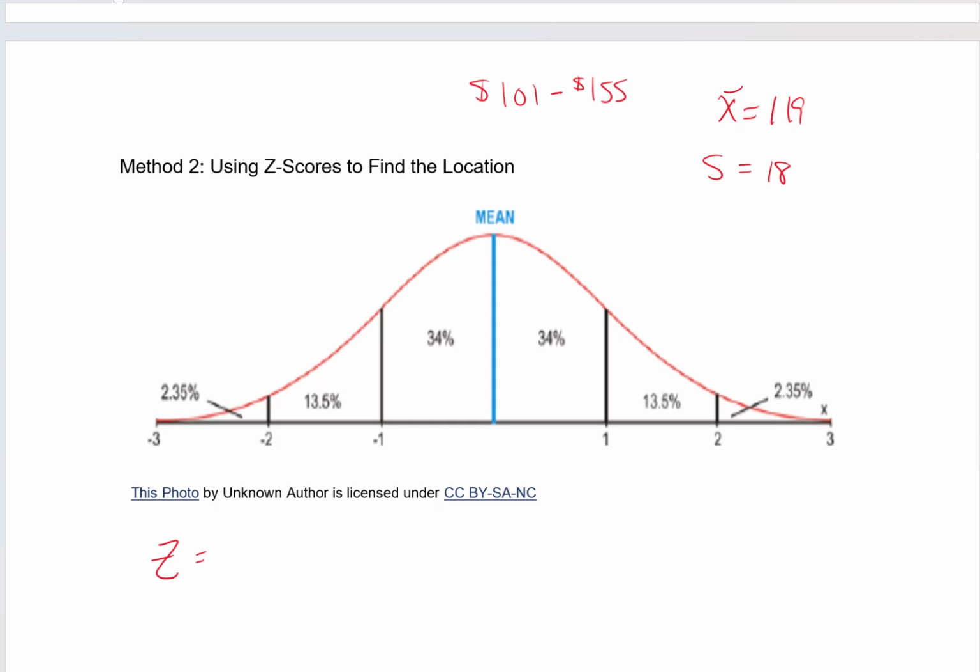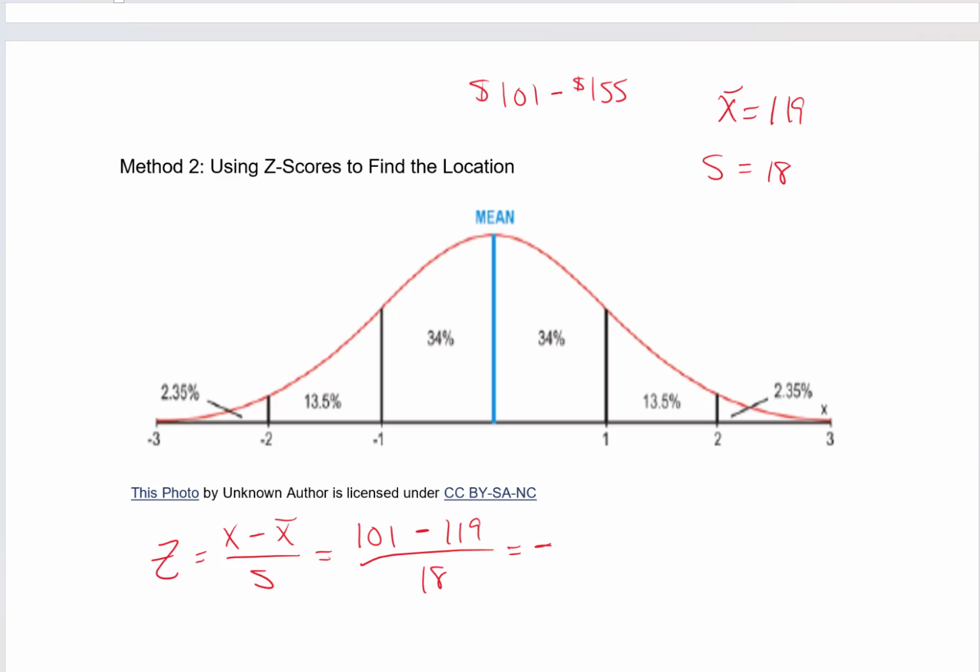Remember, z is always the data value minus the mean, divided by the standard deviation. With the empirical rule, you have to do this for both values because they may be different numbers of standard deviations away from the mean. Remember, if you're doing this with Chebyshev's theorem, you only have to test one number. So for the first data value, $101 minus my mean of $119, divided by the $18 standard deviation.